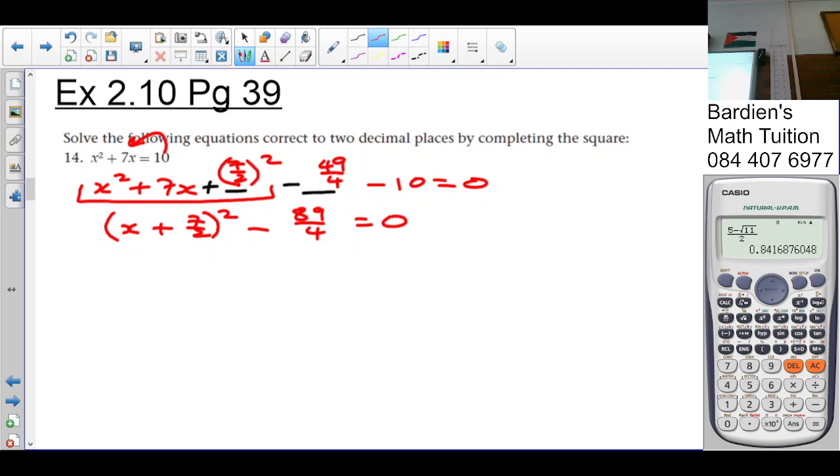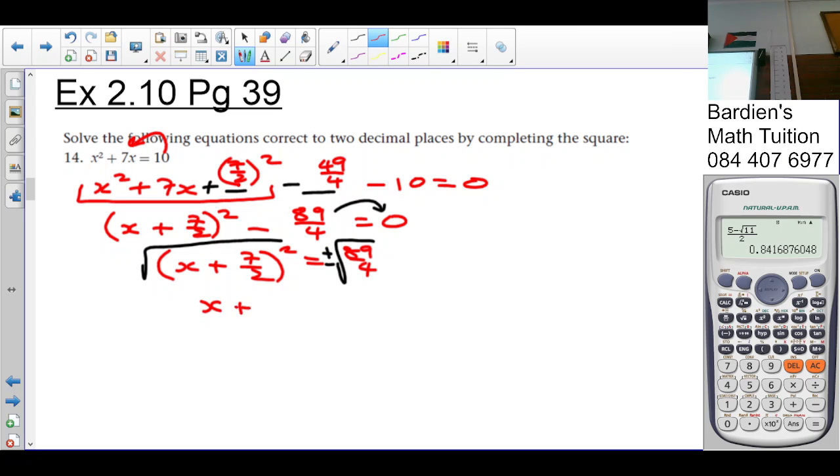Okay? You all agree with that? So what do we do now? Take negative 89 over 4 over. Becomes x plus 7 over 2 squared is equal to 89 over 4. We apply the square root both throughout. Don't forget plus minus. So it's x plus 7 over 2 equals plus minus the square root of 89 over 2.